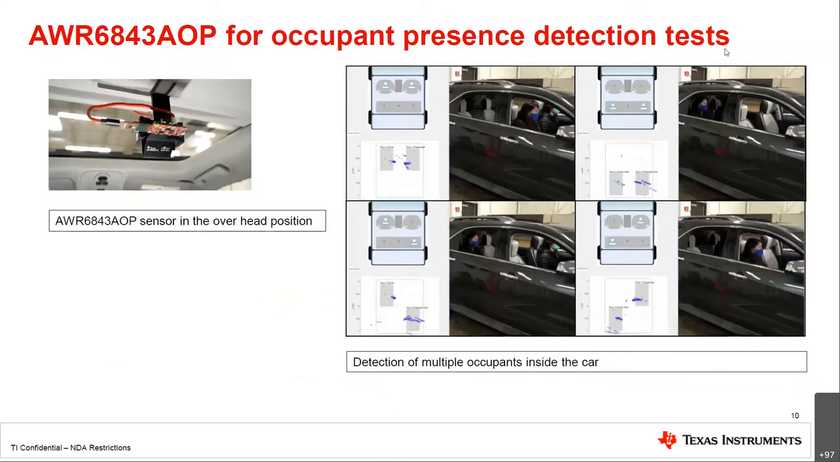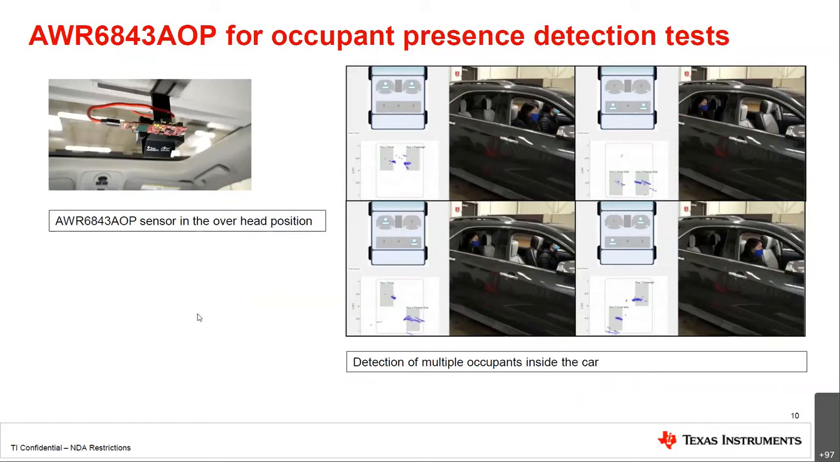Again, this shows now the same sensor. So the multimodal advantages that you get with using mmWave sensors, in addition to being able to do something like child presence detection, we're using the exact same software to also run occupant presence detection across the different positions in the vehicle.